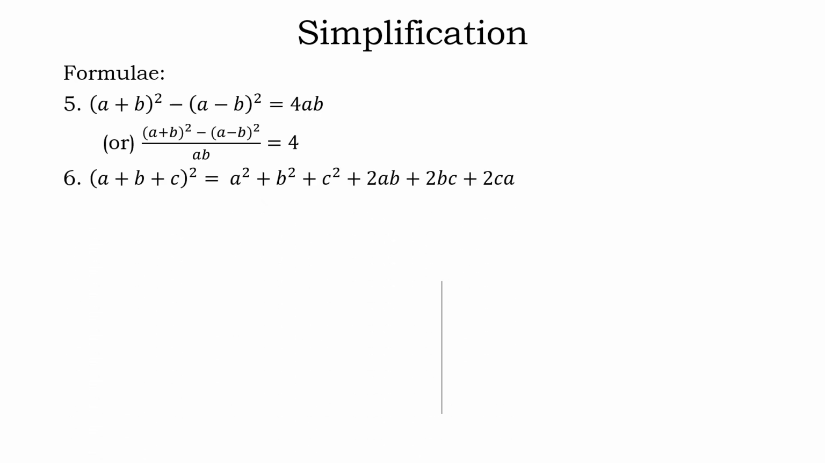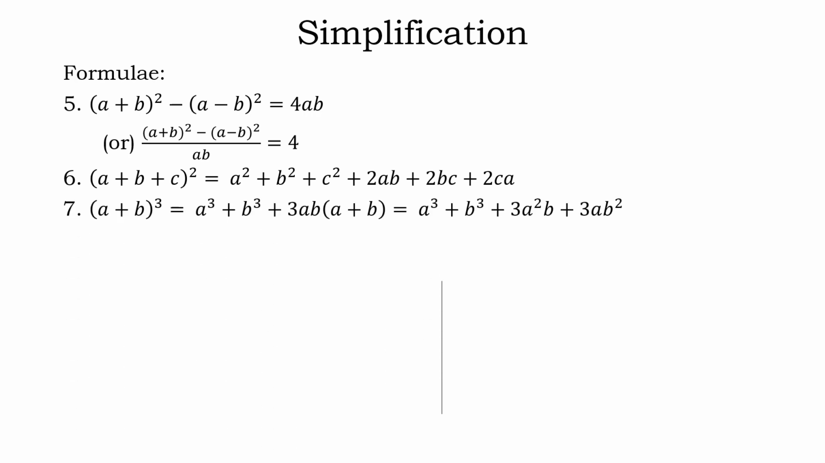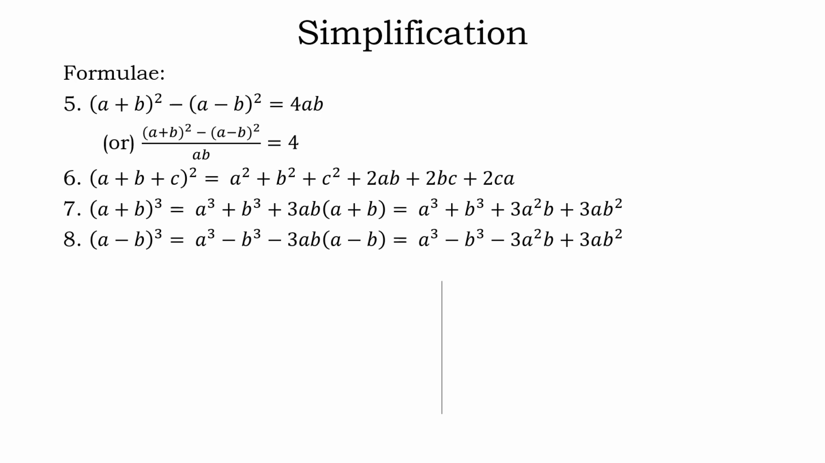And (a plus b plus c) whole square is equal to a square plus b square plus c square plus 2ab plus 2bc plus 2ca. In the same way, (a plus b) whole cube is a cube plus b cube plus 3ab into (a plus b), or we can write it as a cube plus b cube plus 3a square b plus 3ab square. In the same way, (a minus b) whole cube is equal to a cube minus b cube minus 3ab into (a minus b), or else it is a cube minus b cube minus 3a square b plus 3ab square.